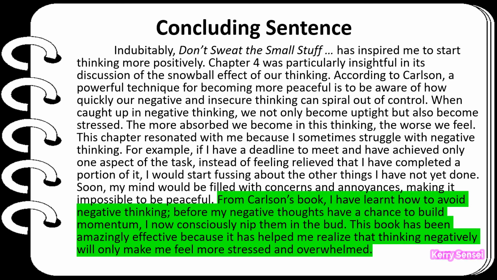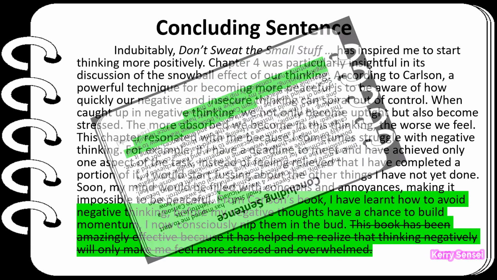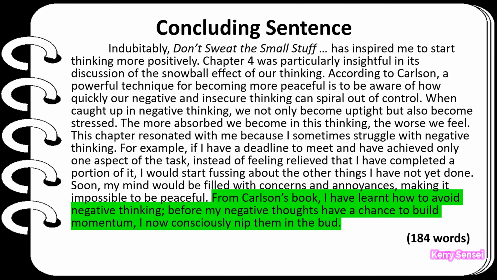As you can see, there are two sentences that could be the concluding sentence. However, the first sentence sufficiently concludes the paragraph. Therefore, the second sentence is really not necessary. So let's omit the second sentence. All right, so all is well now. So now the paragraph is less wordy and more concise. Notice that this paragraph has 184 words, which is fair for a paragraph of this nature.